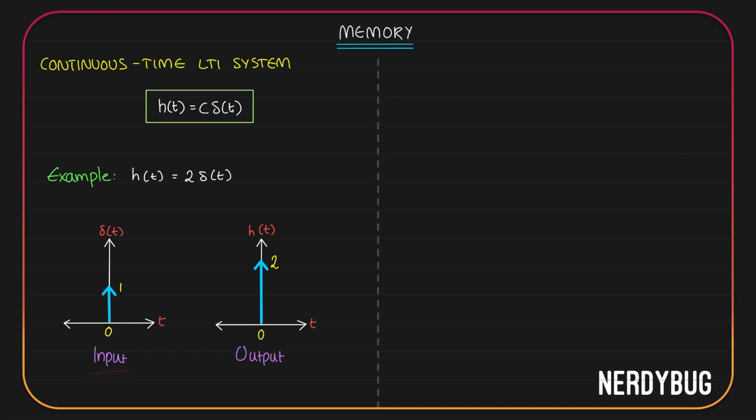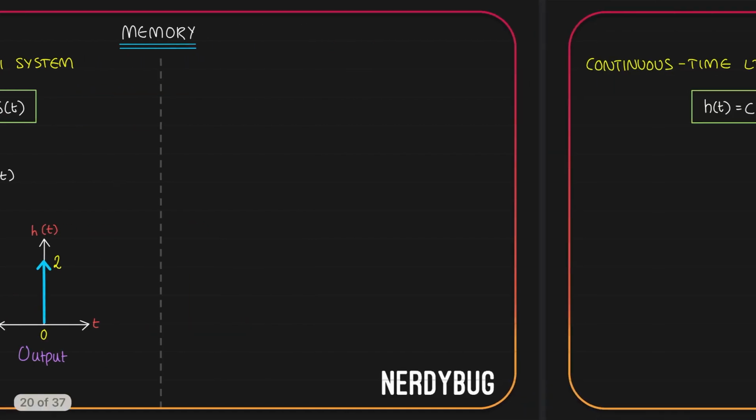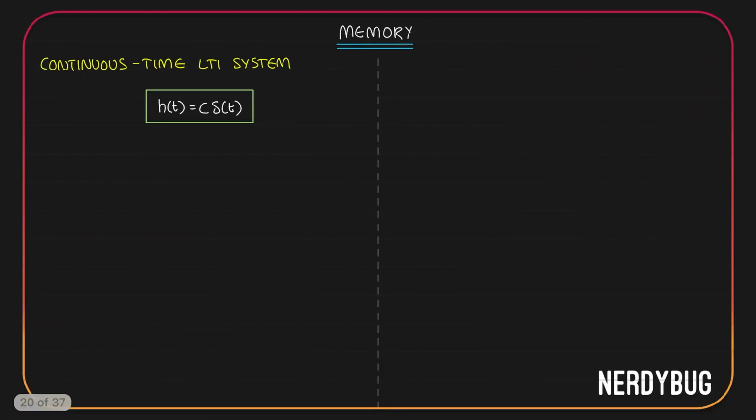The input is an impulse function. It has magnitude 1 and is at 0, and the output will be an impulse at 0 but with magnitude 2. We gave the input at 0, so the output should be some value at 0. If that value is c, then we can write the impulse response of a continuous time LTI system with no memory as c times delta of t. Let's now try to find the output of this system.